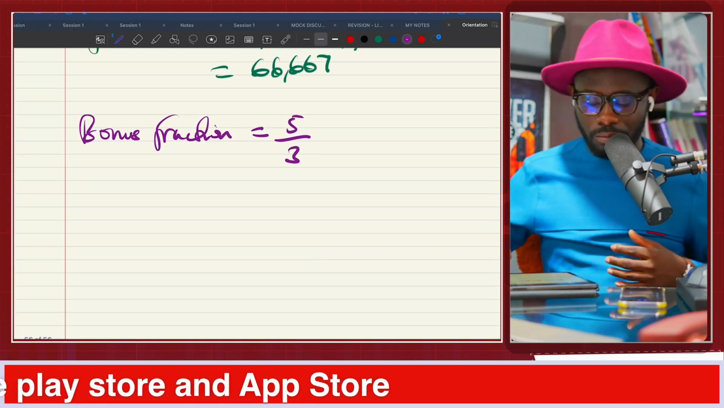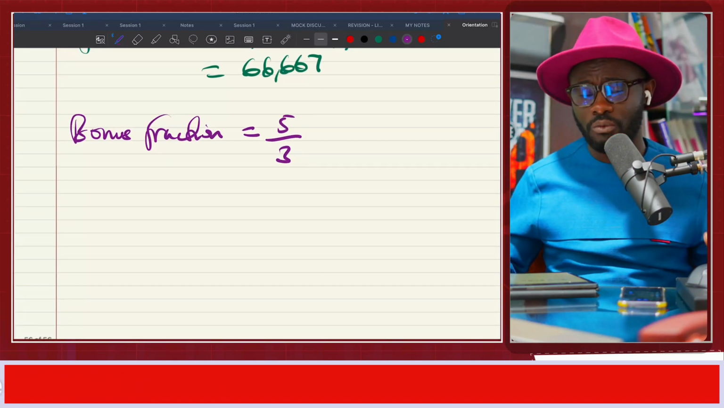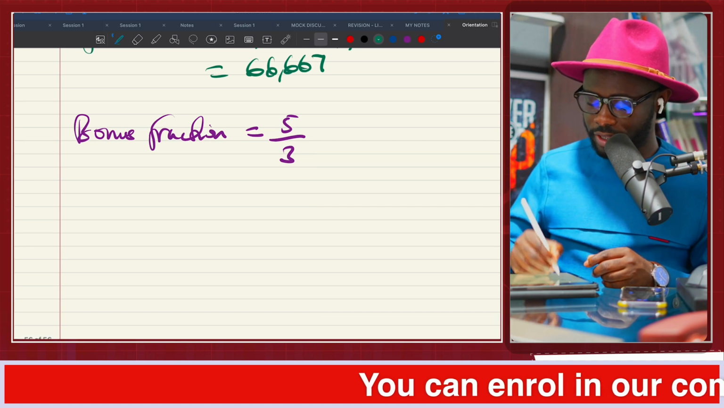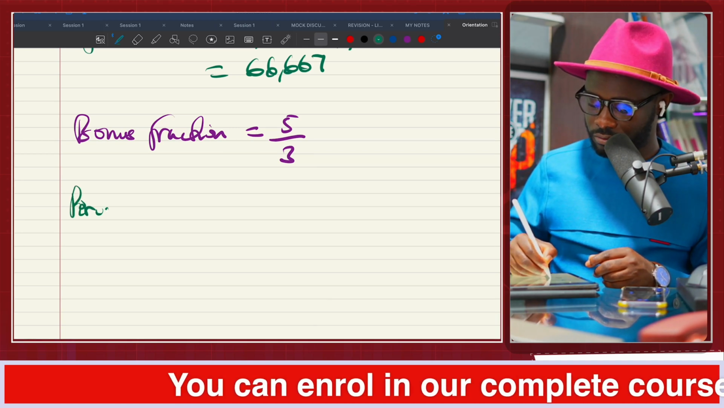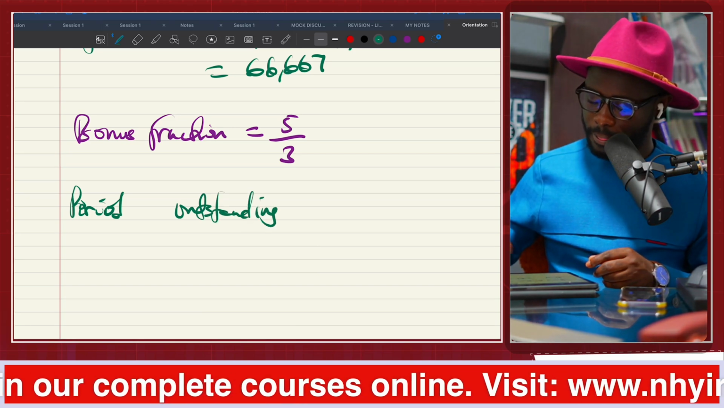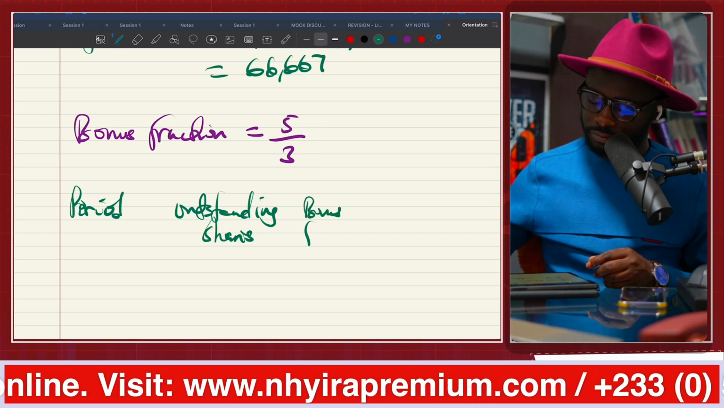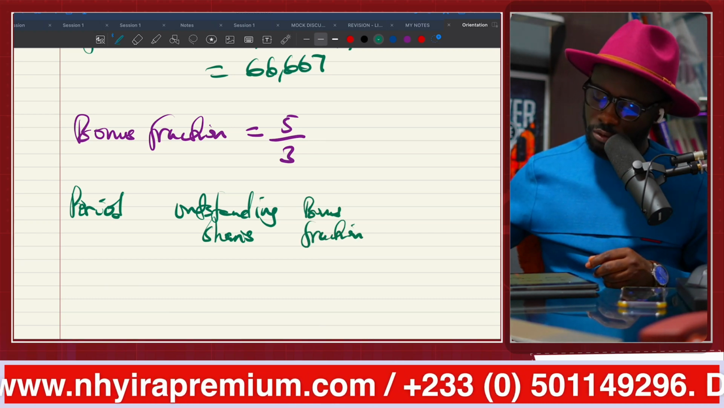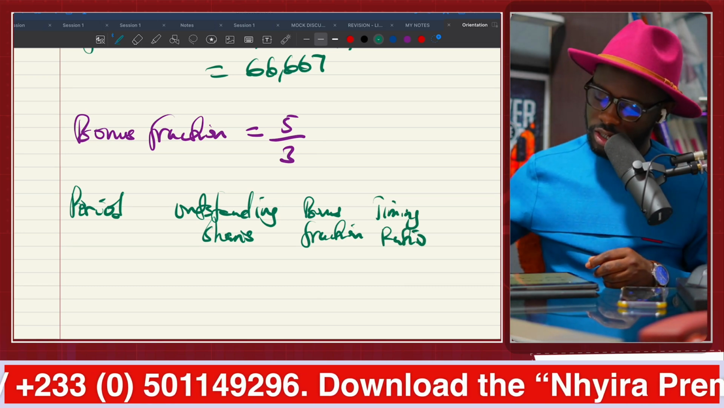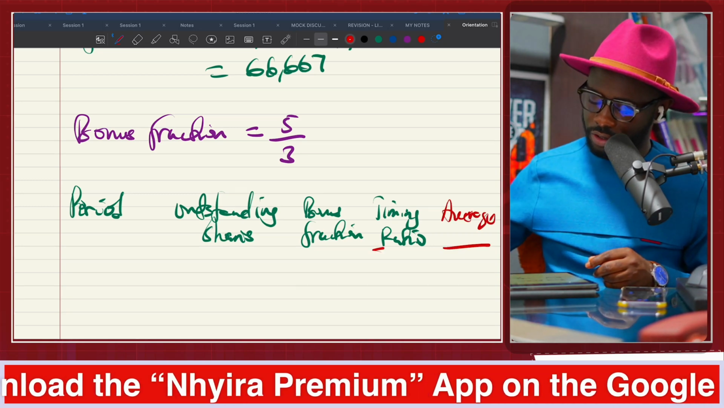So now that we have our bonus fraction, we have the shares, we have the number of periods, we can then calculate the weighted average number of equity shares. So we bring in the period if you want. We bring in the outstanding shares. We bring in the bonus fraction. We bring in the timing ratio. Then we get the average coming up. Sounds good? There we go.